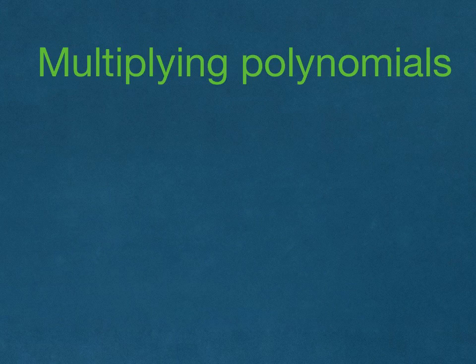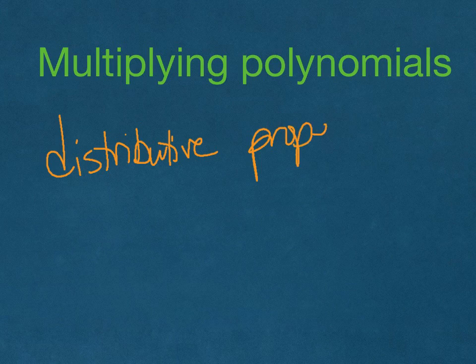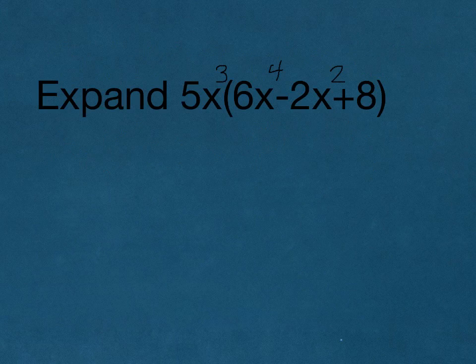And the math that you need to know to multiply polynomials is the distributive property. So we all should know how to do that right now. The idea is that we're multiplying the number on the outside with each term on the inside. So if I give you a polynomial that looks like this, I'm going to do the distributive property. I'm going to times 5x to the power of 3 by each term on the inside of the parentheses.